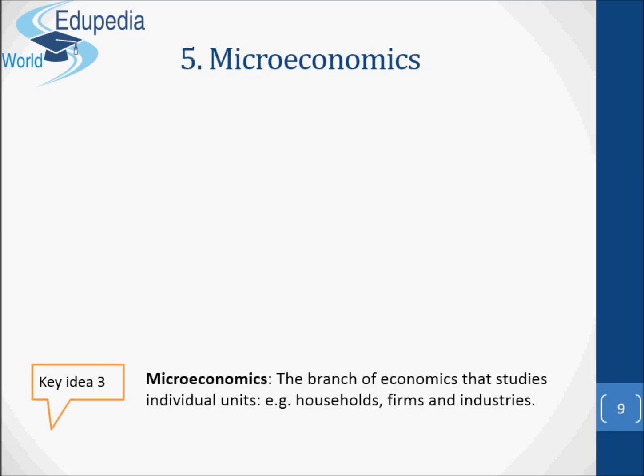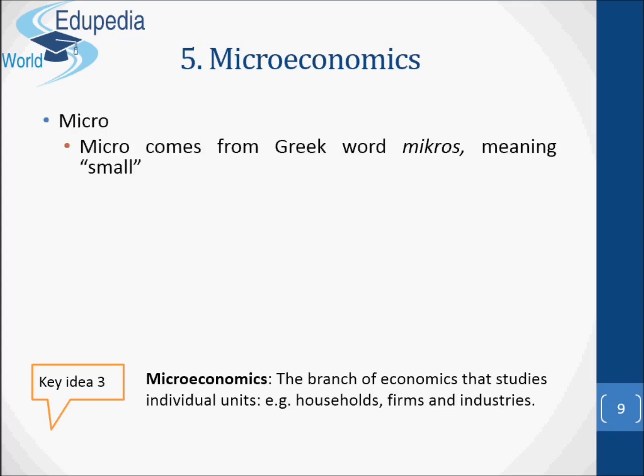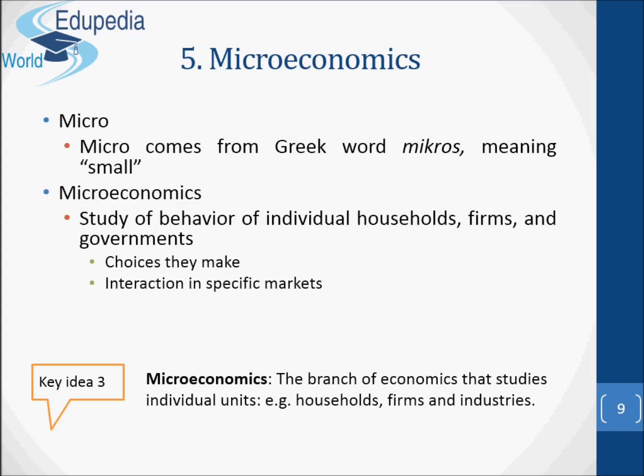As for microeconomics, it is the branch of economics that studies individual units, for example, households, firms, and industries. Micro comes from the Greek word mikros, meaning small, and it is the study of the behavior of individual households, firms, and governments. In brief, microeconomics is concerned with the individual parts of the economy. It is concerned with the demand and supply of particular goods, services, and resources such as cars, butter, clothes, haircuts, plumbers, accountants, blast furnaces, computers, and oil.